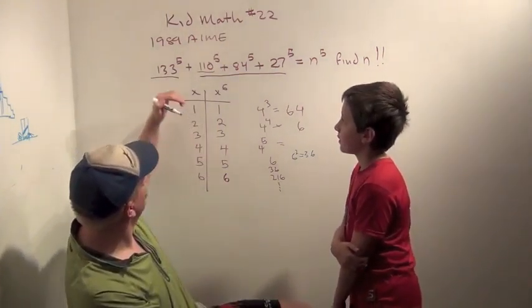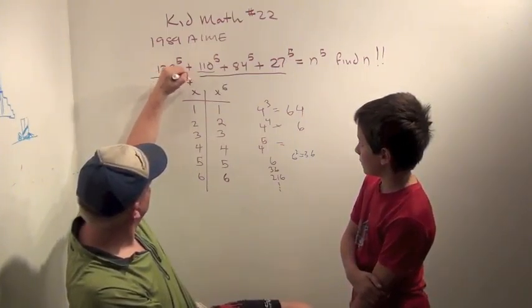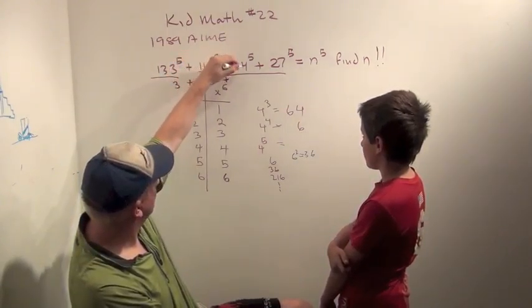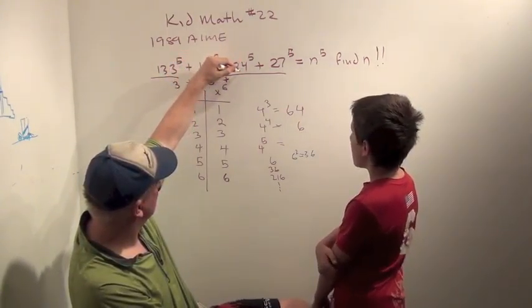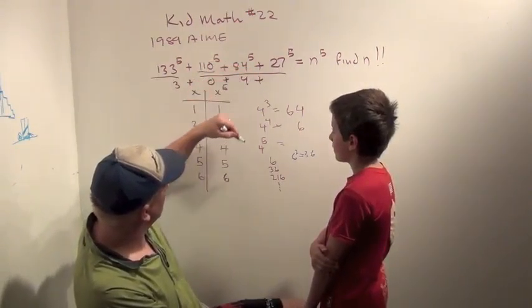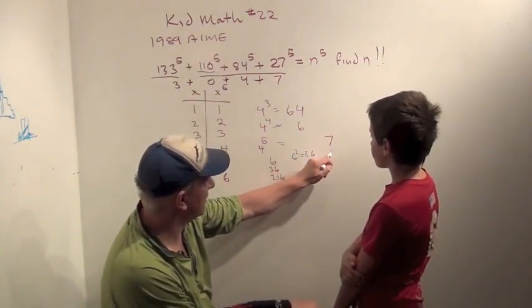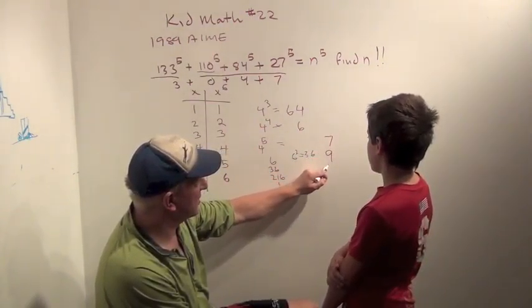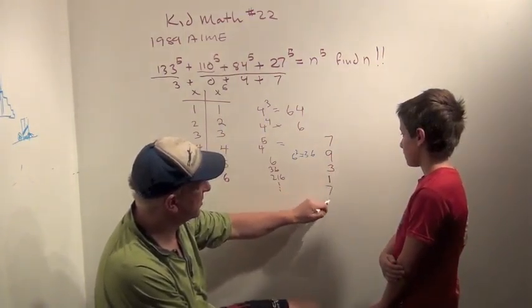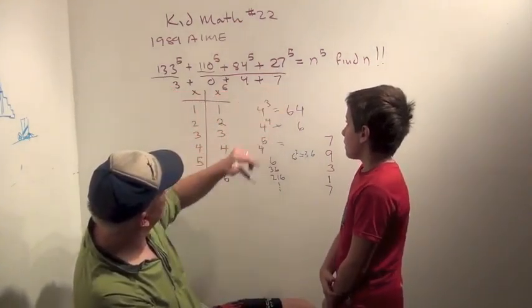So the last digit of 133 to the fifth is going to be a 3. The last digit of 110 to the fifth is going to be a 0. The last digit of 84 to the fifth is going to be a 4. And based on our conjecture, the last digit of 27 to the fifth is going to be a 7. You can see that because 7 times 7 is 49, 49 times 7 ends in 3, and 3 times 7 is 21, and then we get a 7. So what's 3 plus 4 plus 7?